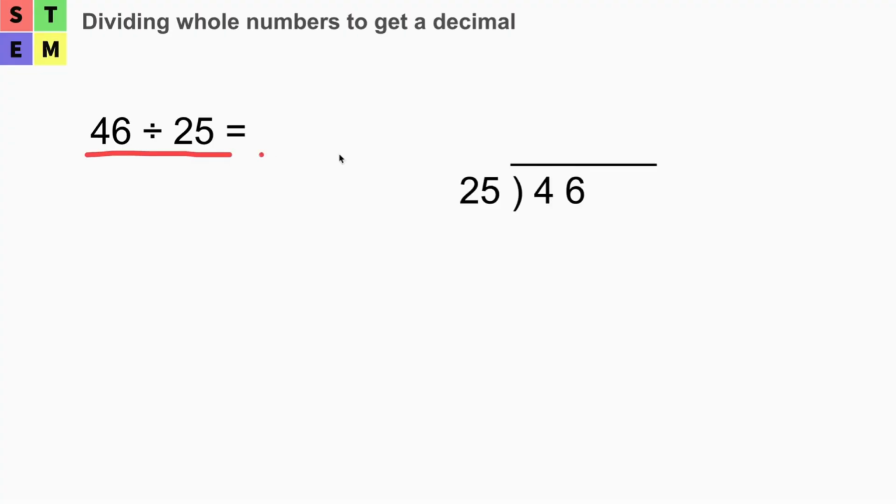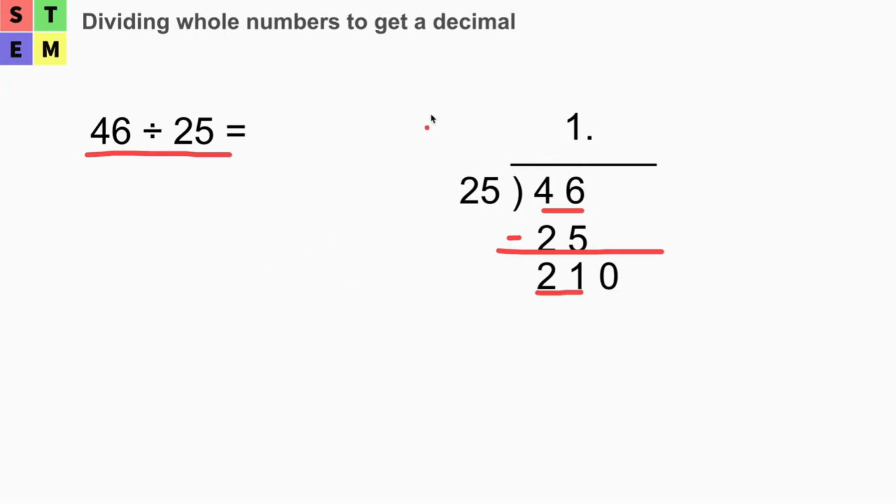Okay, so first, how many 25s are in 46? There's only one, right? So we write 1, 25, and then we do the subtraction. 46 minus 25, we have 21 here.